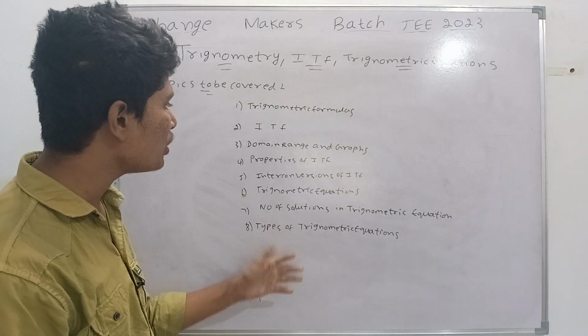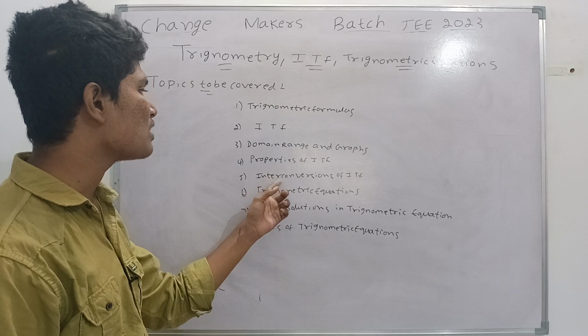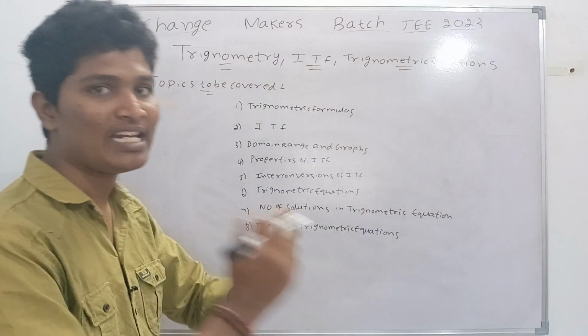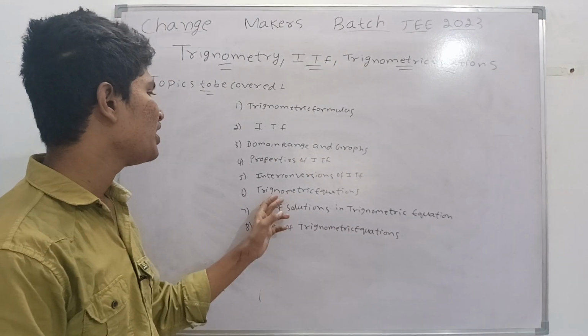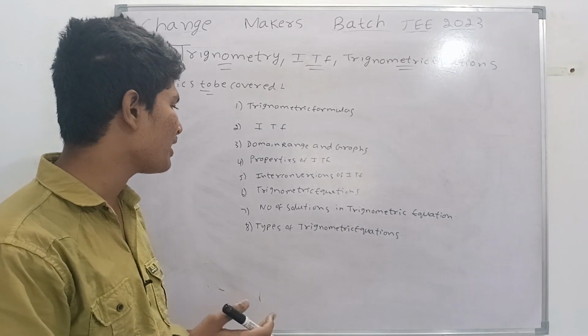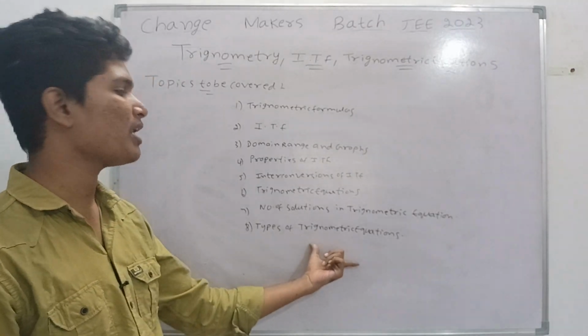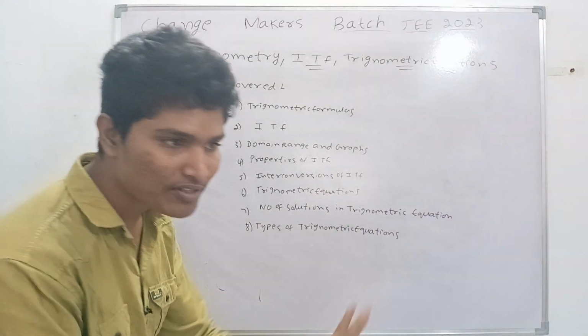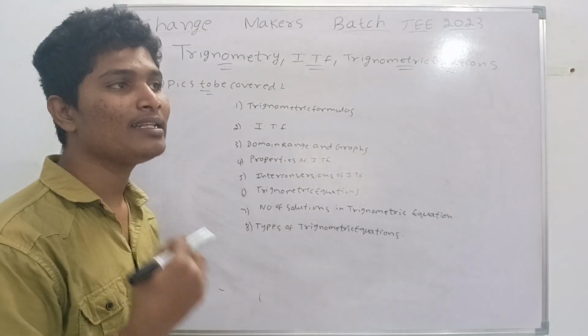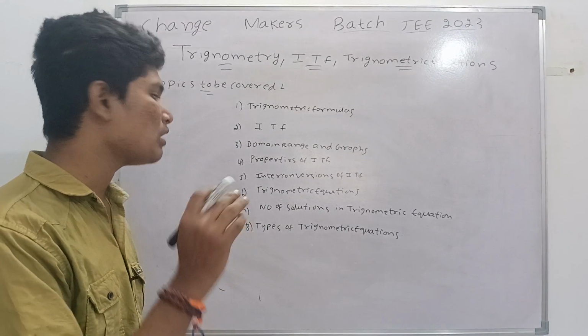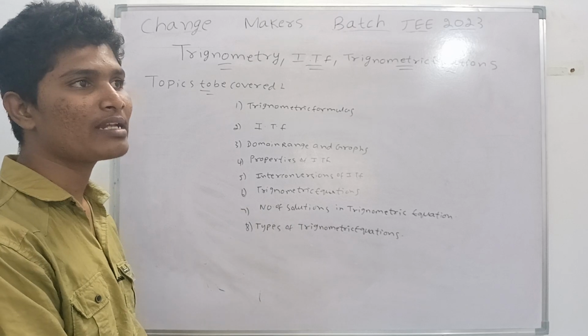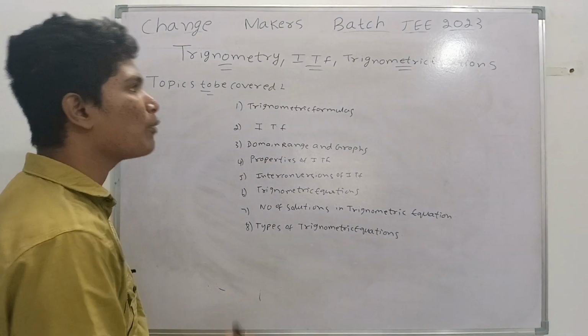These all things we are going to discuss today, and also the properties, and also the interconversion idea of how to convert the sine inverse into cos inverse, and also the trigonometric equations, how to solve them, what are the types present in the trigonometric equations, and what are the main things you have to remember in order to solve the questions, that is number of solutions, how to calculate the number of solutions. These are all the things I am going to discuss today.